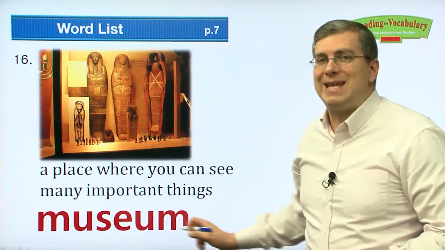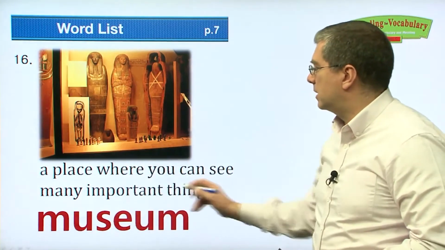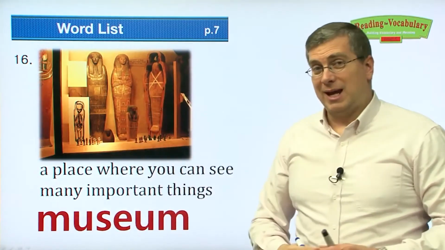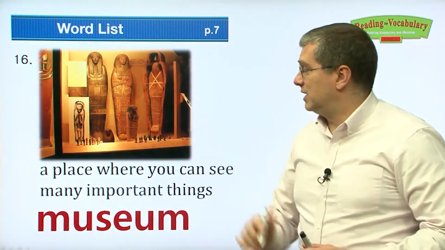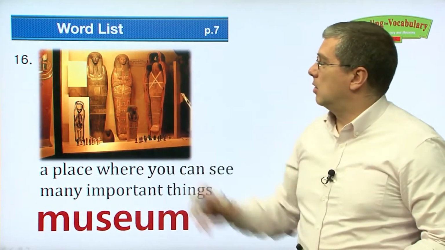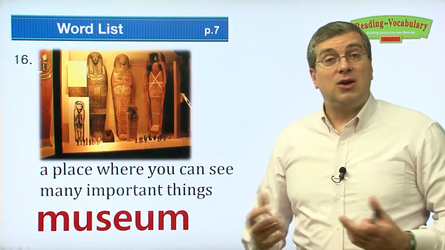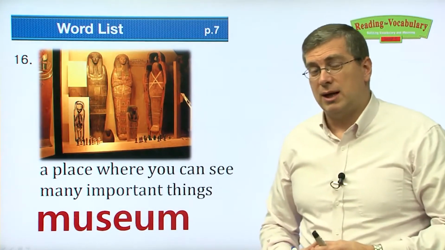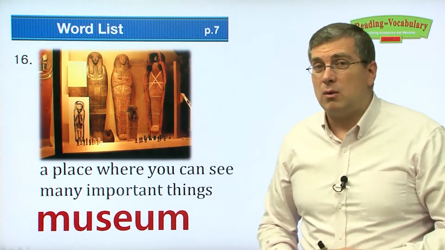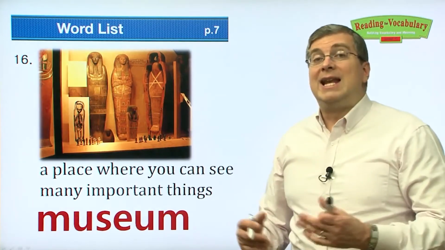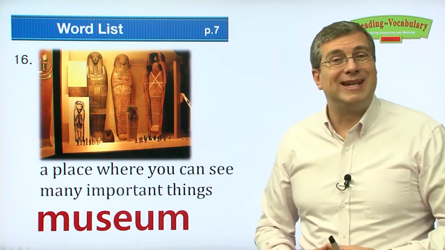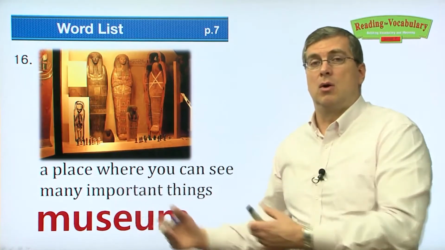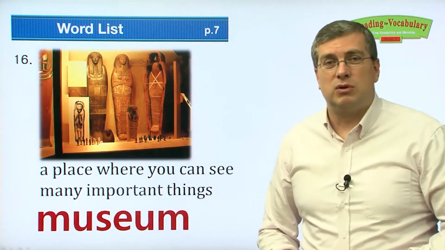Museum. A place where you can see many important things. So here we see things from ancient Egypt, right? A long time ago, we can see the mummies, right? And you can see mummies in a museum. You can see things from your country that existed a long time ago in a museum. In natural history museums, we can see animals that existed a long time ago.